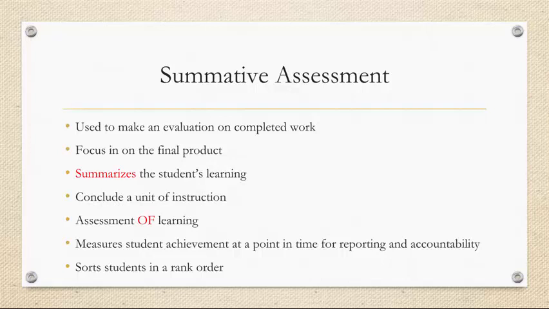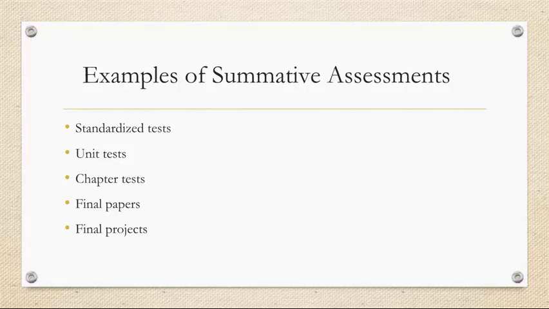But if I were to go with the historic way, that person with the 94 would have the lowest score. That would be an F. And that's just not fair. So we don't do that anymore. But that's just a little history of grading. Some examples of summative assessments are standardized tests, unit tests, chapter tests. You see a theme evolving. Final papers and final projects.